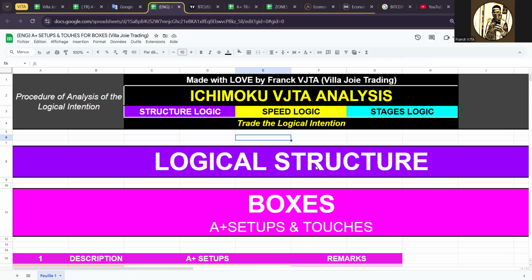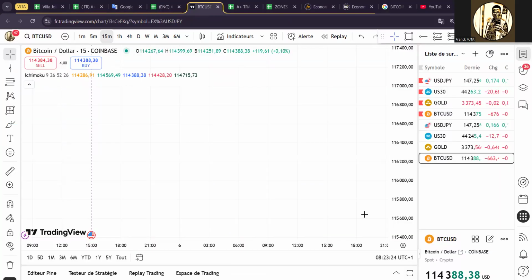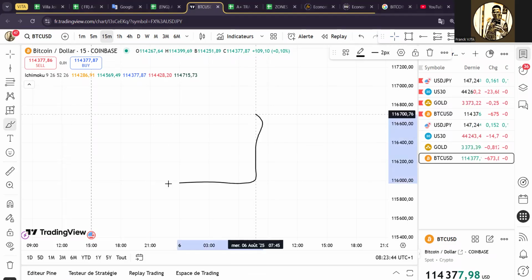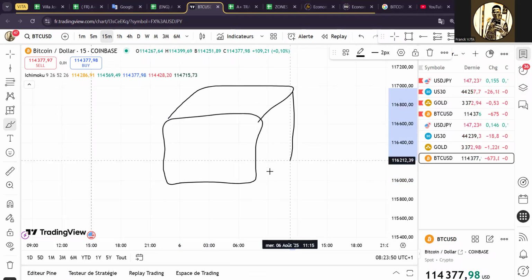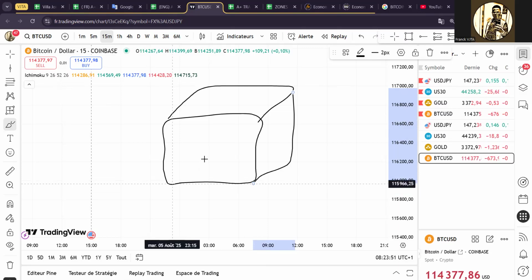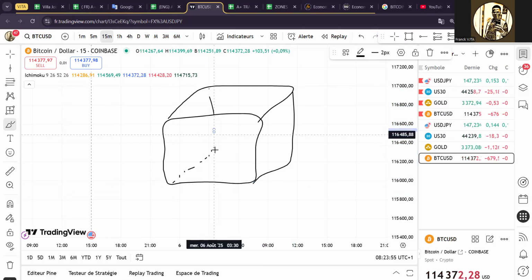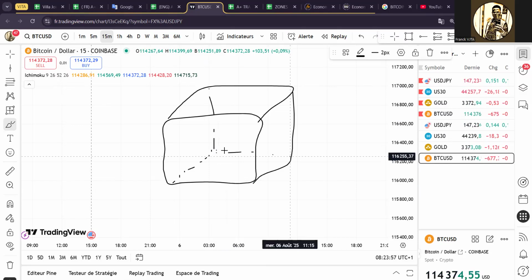One important step of the logical structure is to identify boxes. What do I call boxes? Boxes are like this. You can draw a cube like this, right? This is the front face, this is the upper face, this is the right face, and then the back left face, and then it's done with an interrupted line.